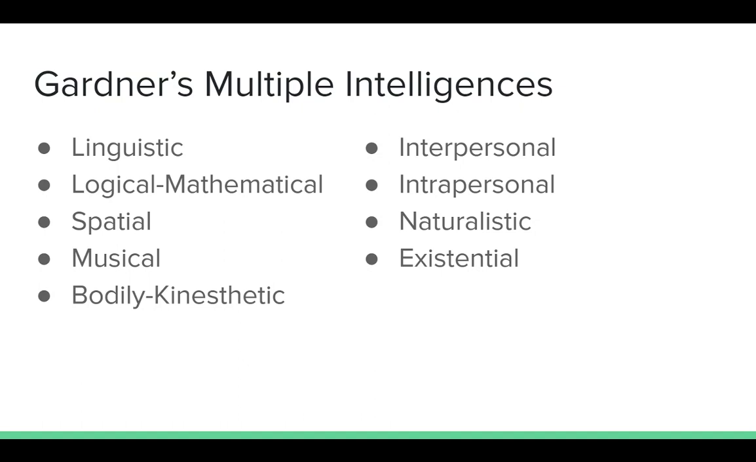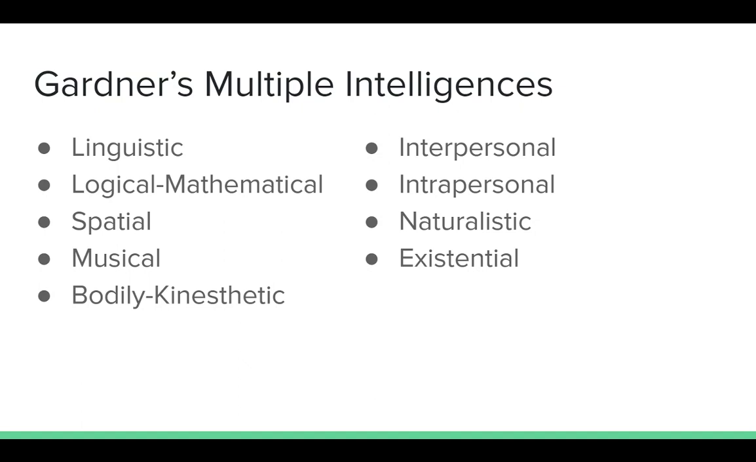So the first 3 intelligences here are the only ones tested on most IQ tests, on most measures of intelligence. But Gardner argued that those 3 are not the only ones that are important, that all of these intelligences are equally important and should be recognized. And each type is regulated by different parts of the brain. So each intelligence is kind of located in a different part of the brain.